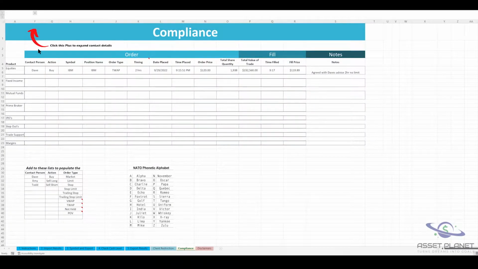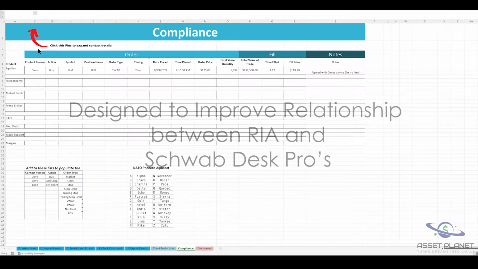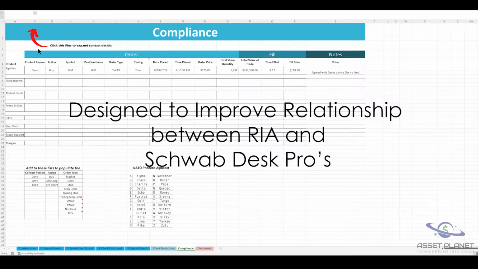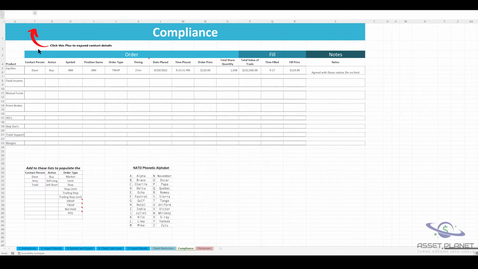So the compliance tab and feature is a very unique feature to Asset Planet's trading programs. We've incorporated it into most of the trading programs specifically to aid a trader and a firm in being in high compliance, being black and white in their instructions to their trader if they use a professional trader on Schwab, which typically gets done for trades of size, trades that need some feedback on the style.